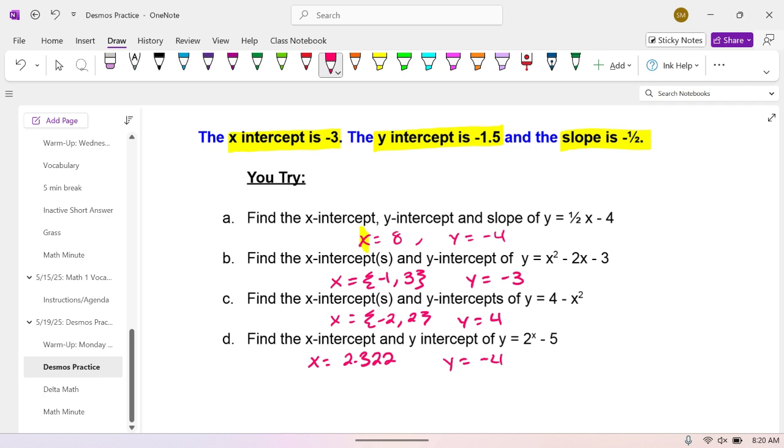Kyrie, X and Y intercept for C. Okay. Addie, X and Y intercept for C. Good. So X intercept is -2 and 2. Y intercept is at 4. All right. Last one.